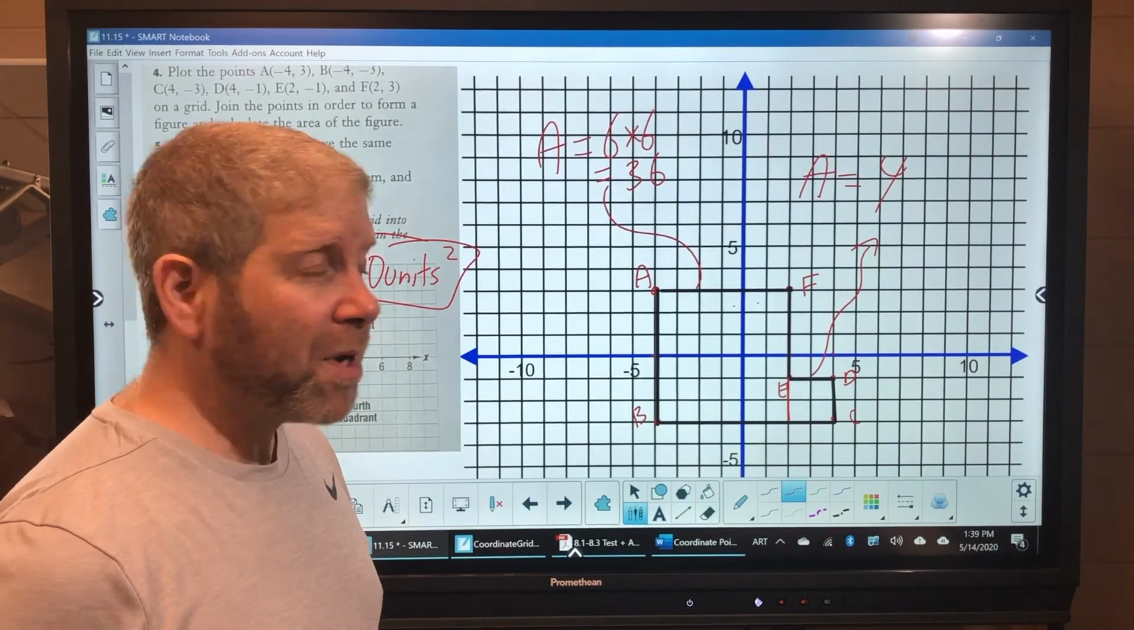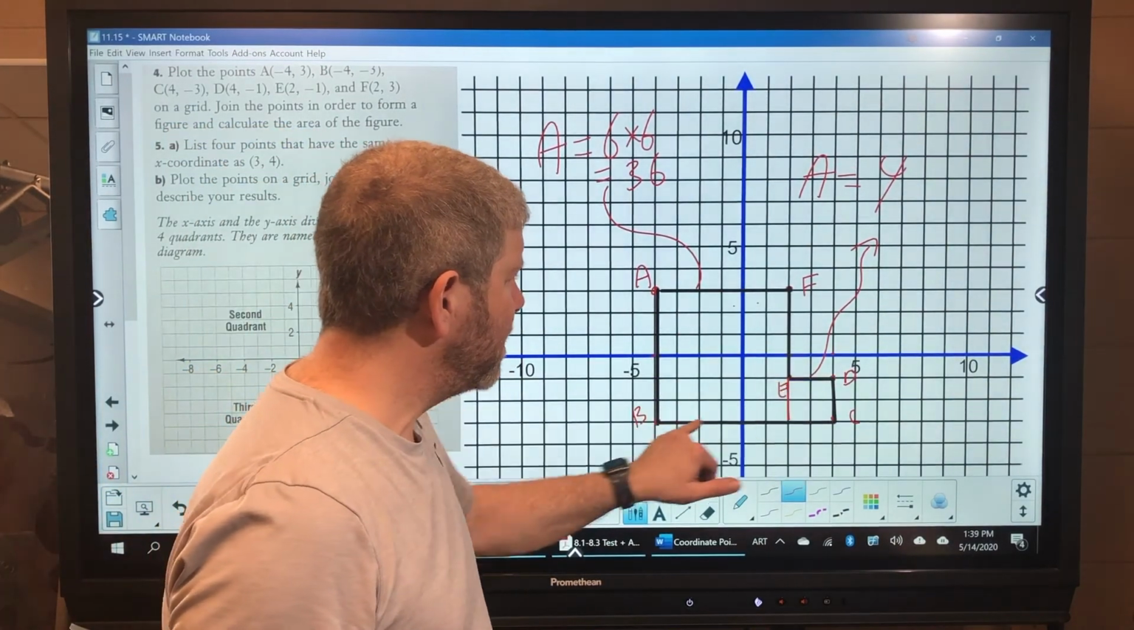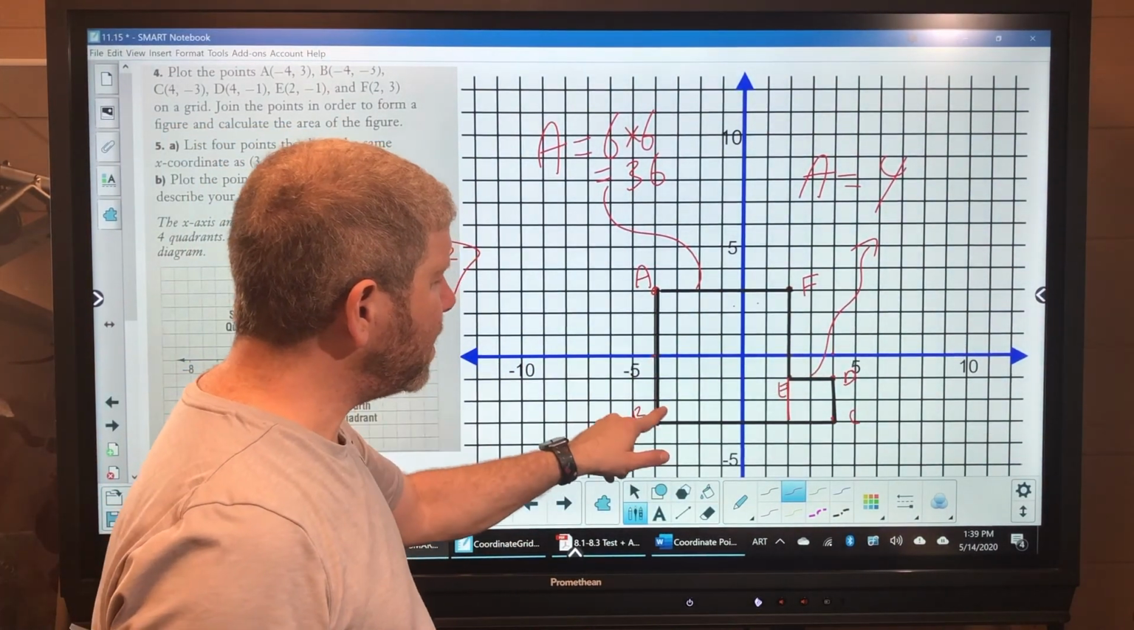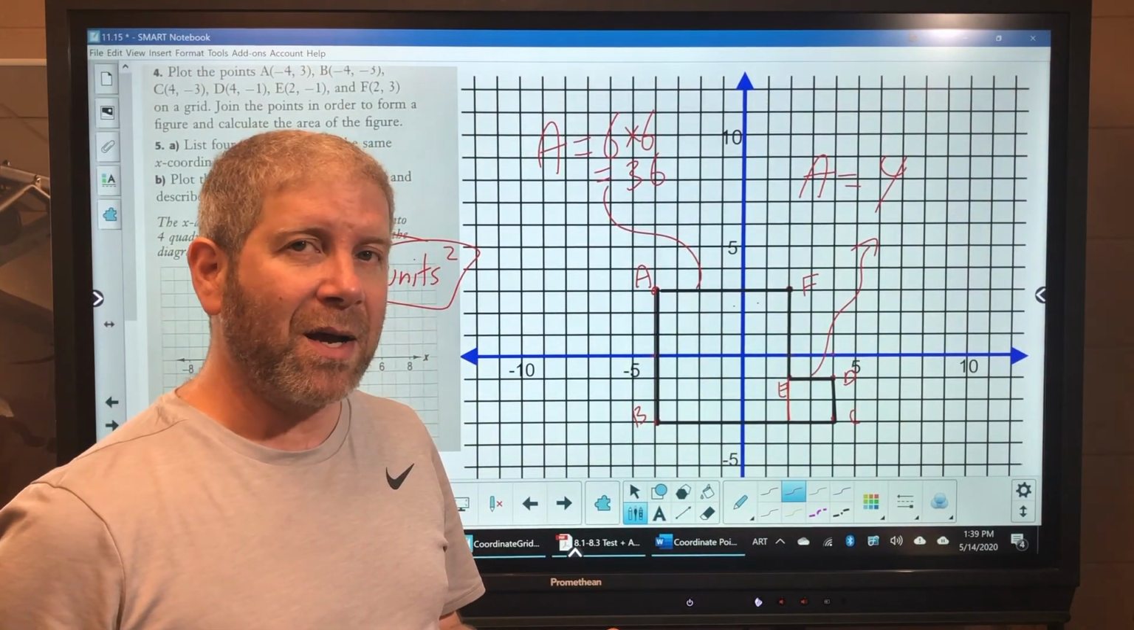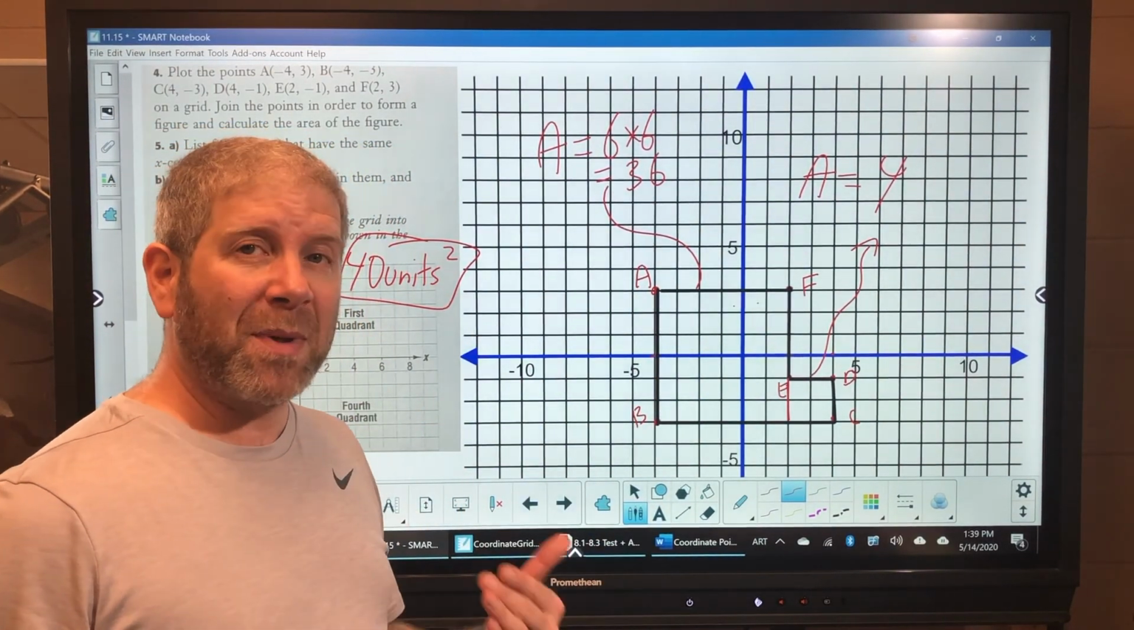So as a recap, first you plot the points, then you connect the points with lines, then you break up the shape in whatever way you need to in order to find the area. And that's question number 4 from 11.15.